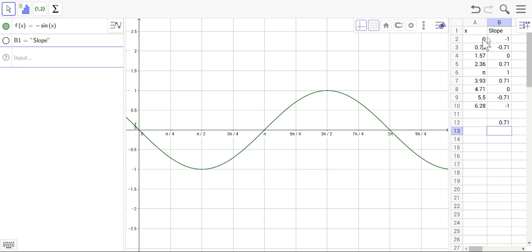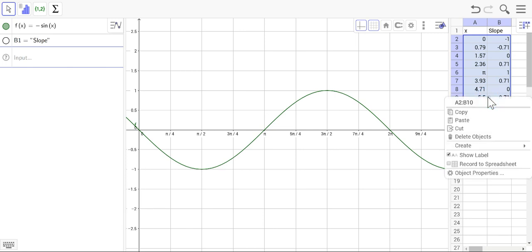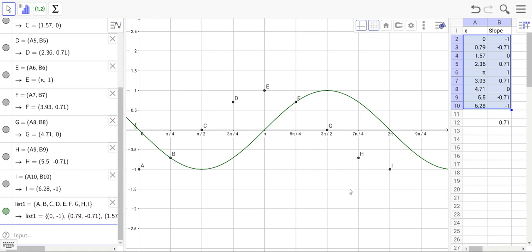So we want to take these points, we can actually plot them. You can do this in a few ways, but here's one quick and convenient way. Just select these cells, right-click, go to create, and choose list of points. And GeoGebra has now just plotted all of these values as points on the graphics view. Look at that. So now we can try fitting a function to those points.